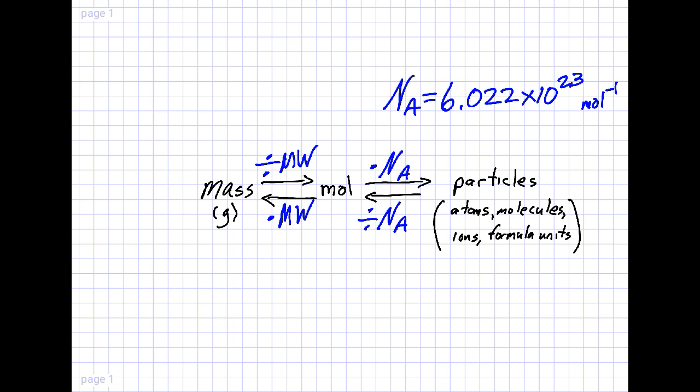So Avogadro's number is a constant and will be true regardless of the identity of the system. But whenever we're going between mass and moles, we may have to calculate the molecular weight. So let's go ahead and try a few practice problems where we look at going between the mass and number of particles or particles and the mass. And before we get to our final answer, we will have to convert them to moles.